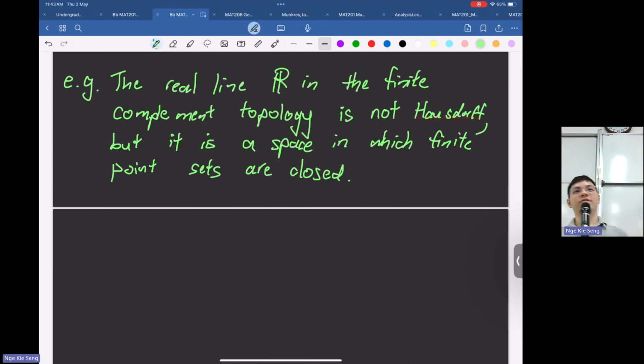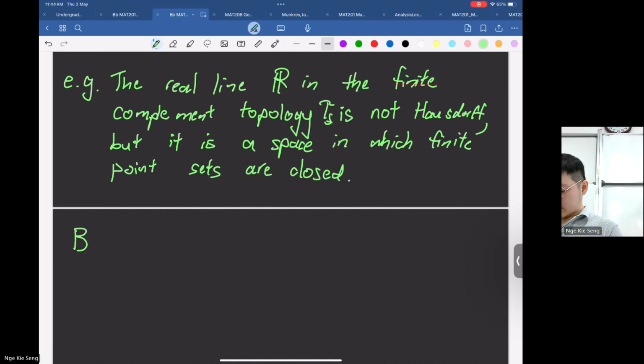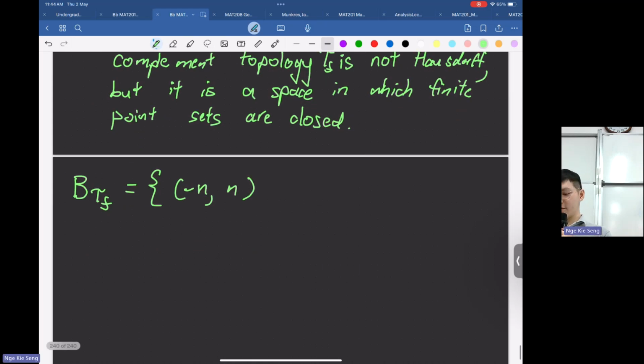Find a basis for the finite complement topology. Try and find the basis for T_F. How does it look? You mean open interval, closed interval? Open, like this. Is this open in this finite complement topology or not? Yes or no? You just take X and take away this part. Is this finite or not finite, right? You need to include more stuff.